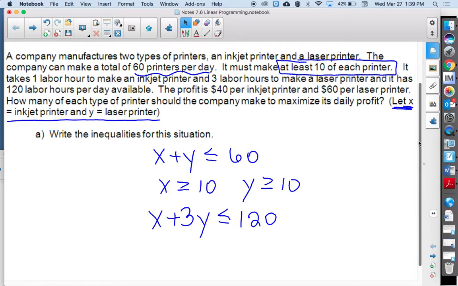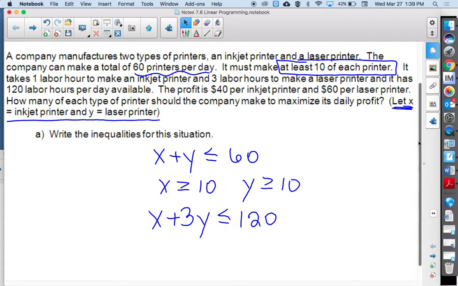So the sentence where it talks about profit being $40 for an inkjet and $60 for a laser printer, if they don't give you a constraint or a restriction that goes along with that information, you can't write an inequality dealing with that. I can't say 40x plus 60y should be greater than or equal to an imaginary number because I don't know what that number is. So that actually is extra information that we'll use later on in the problem. So the 40 and the 60 are not part of your inequalities. That's just separate, that we'll use to figure out profit, because that's what we're trying to find.